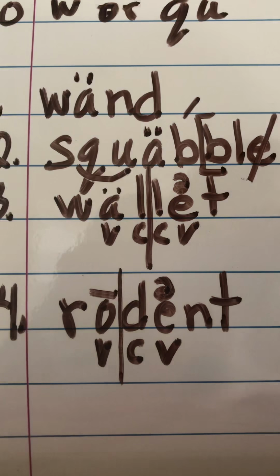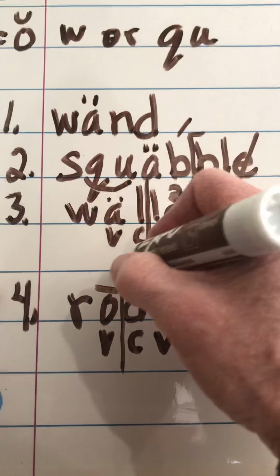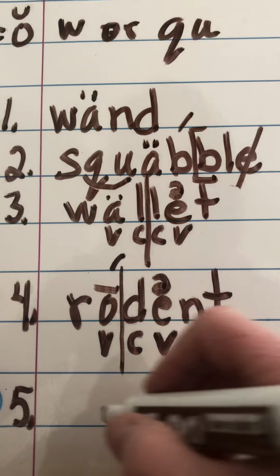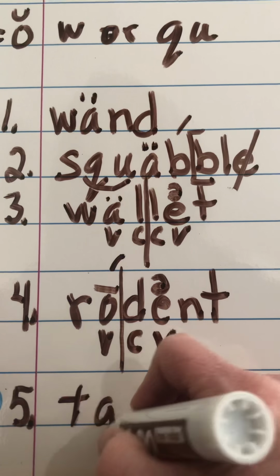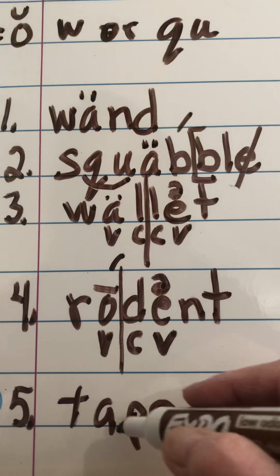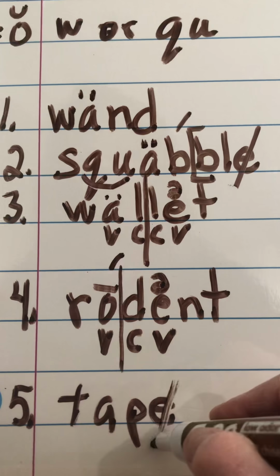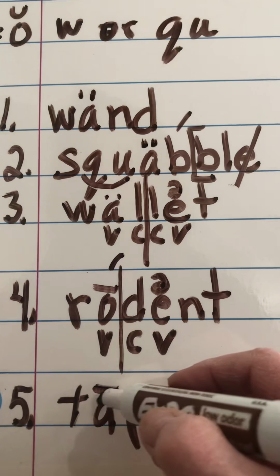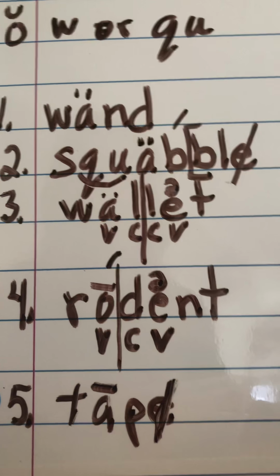Number 5, oh, I forgot to do this. Number 5, I'm trying to find the word. Sorry about that. Number 5 is the word T-A-P-E. Now I have a vowel, consonant, vowel. So I'm going to cross out my E. I have a silent E. It jumps over and makes A say its name. So that word is tape.